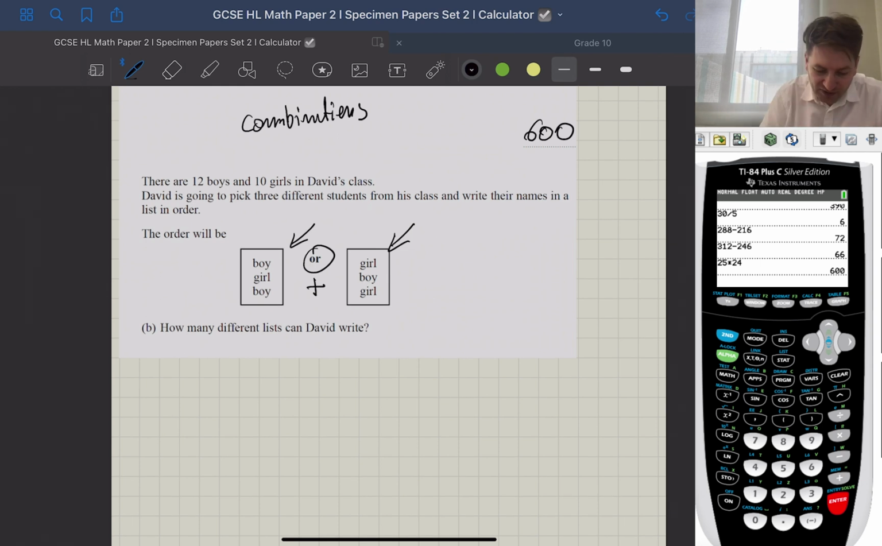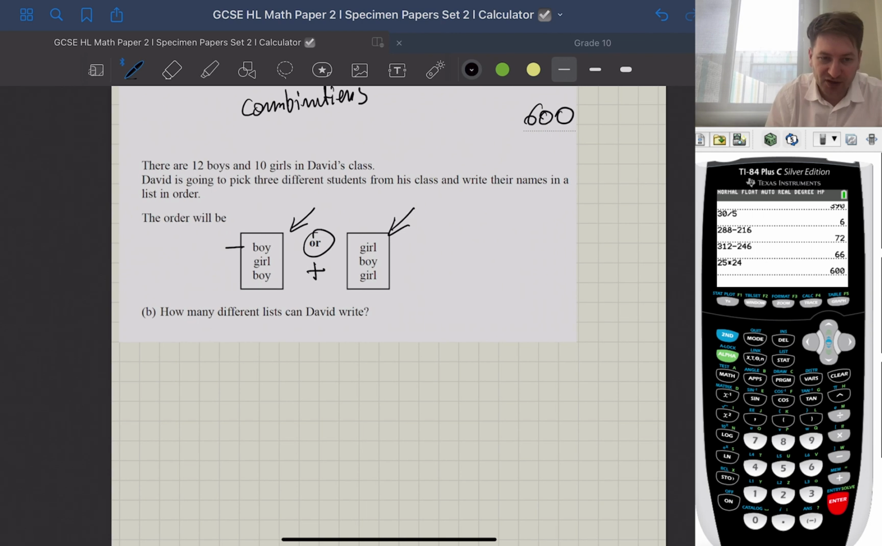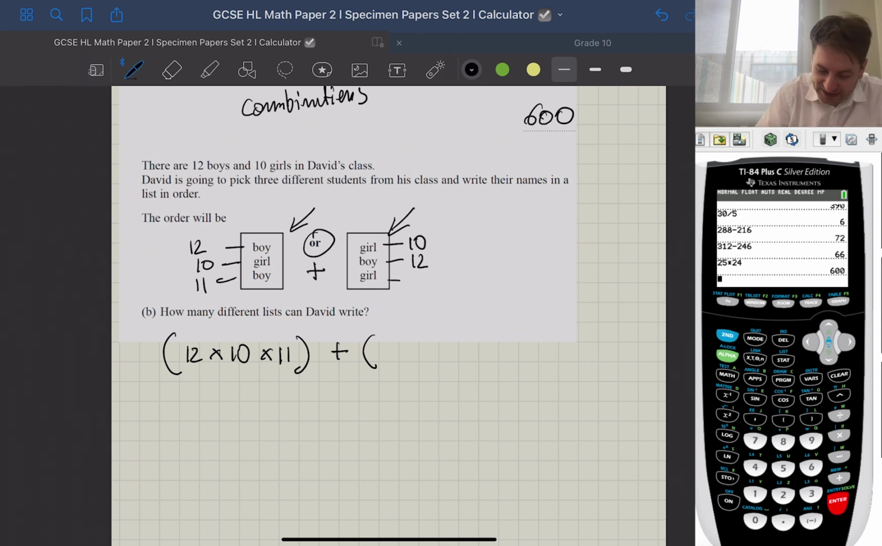Well, for this boy, we got 12. And then we got 10 girls. And then for this boy, there will be 11 now because 1 already has been chosen. So you see how that works? So we got 12 times 10 times 11 plus, this is the or option. And for this girl, that's 10, 12, and 1 less girl because 1 less girl was chosen, which is 9. So that's going to be 10 times 12 times 9.